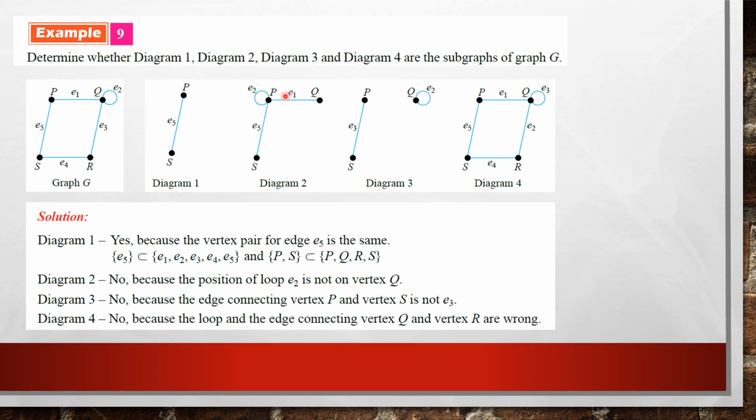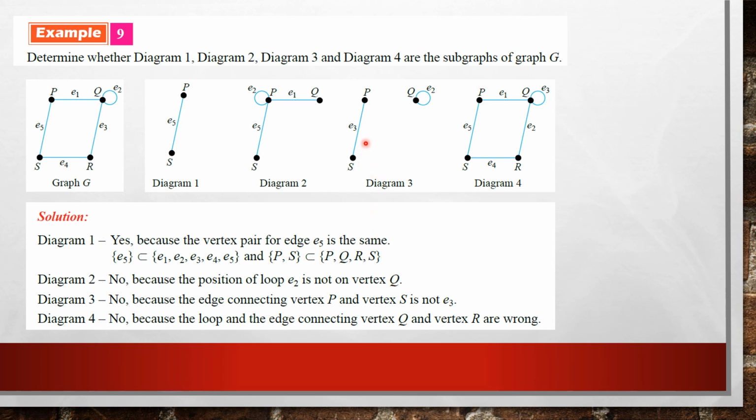Next, we look at diagram 2. You have vertices P, Q, S. The positions are the same as in graph G, P, Q, and S. But here you can see that there is a loop at vertex P. But in graph G, the loop is at vertex Q. So diagram 2 is not the subgraph of G because the position of loop E2 is not on vertex Q.